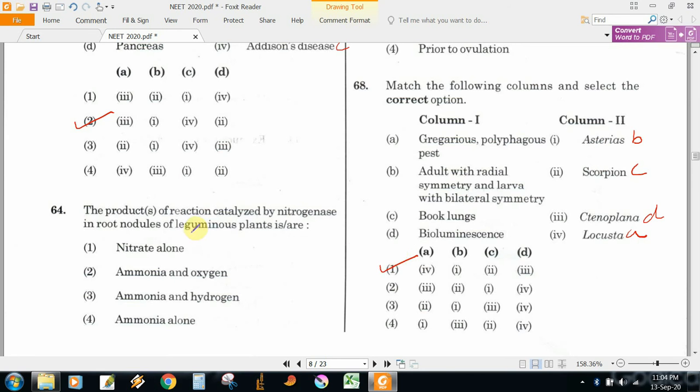Now moving on, the products of reaction catalyzed by nitrogenase in root nodules of leguminous plants is are. The first option is nitrate alone, next is ammonia and oxygen, no. Third one is ammonia and hydrogen, exactly. Ammonia and hydrogen is the right answer for this. The first product actually is the ammonia of this reaction.